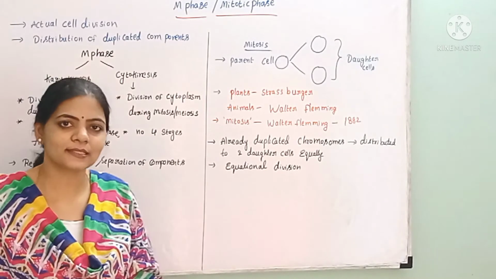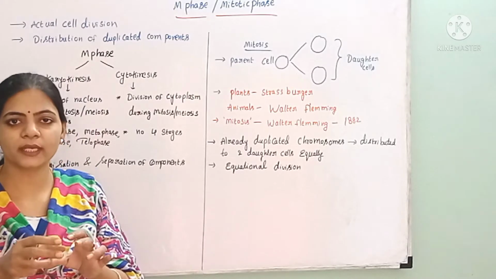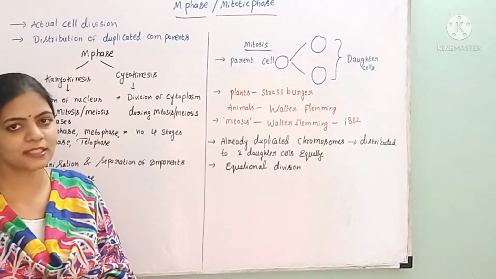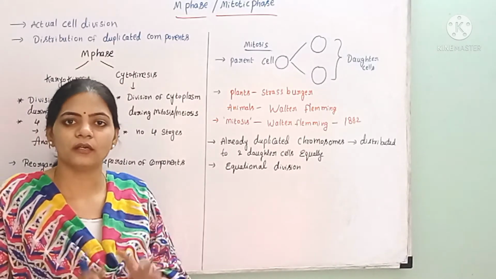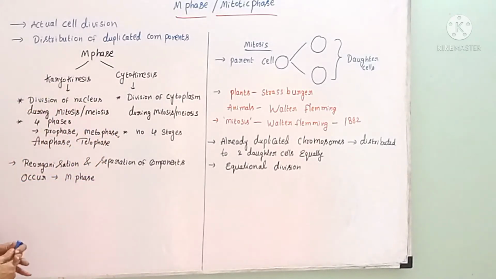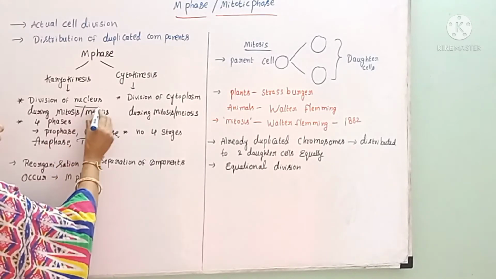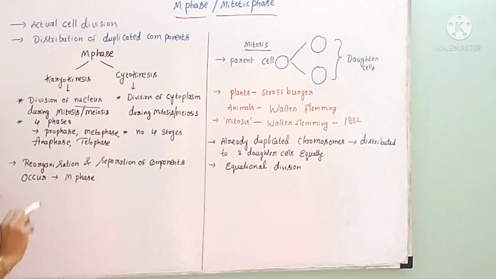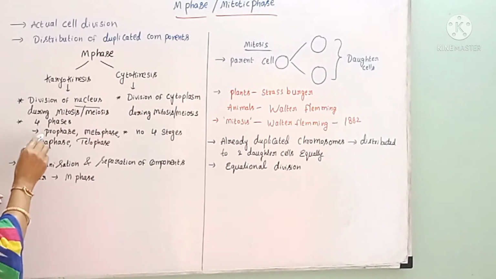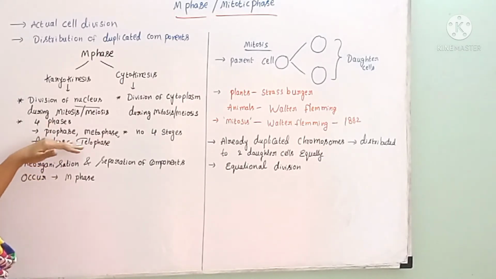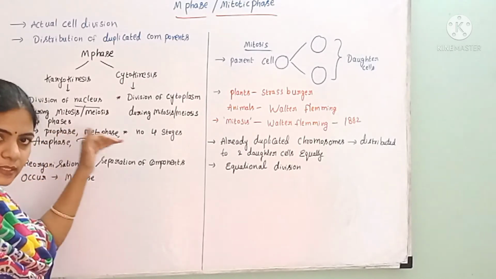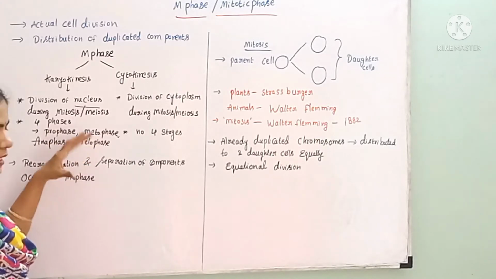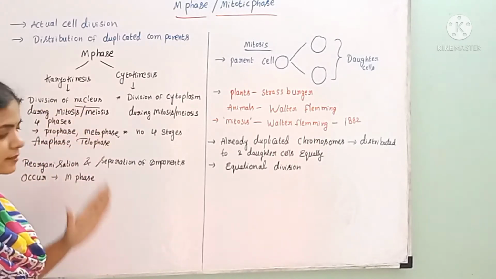So what is present in the cell? Within the cell there is a nucleus. Around that there are different cell organelles distributed in the cytoplasm. That is the actual shape of the cell. Here, first the division of the nucleus occurs, and this division of the nucleus occurs in four stages. What are the four stages in karyokinesis? Prophase, metaphase, anaphase and telophase. So in all these four stages, the division of the nucleus occurs.